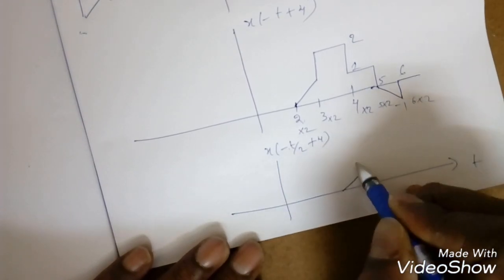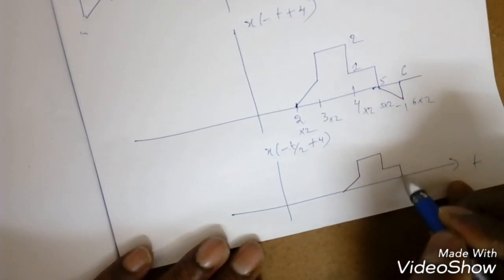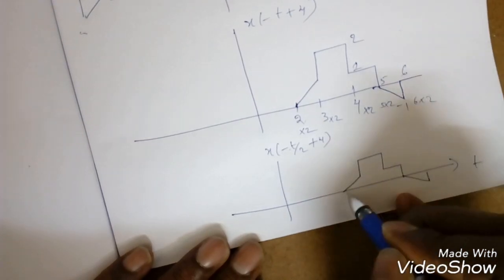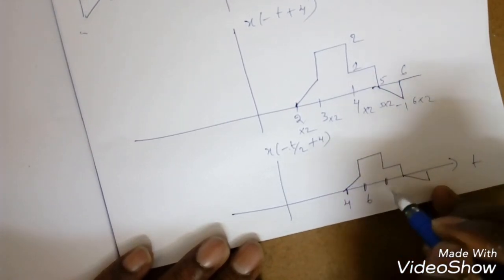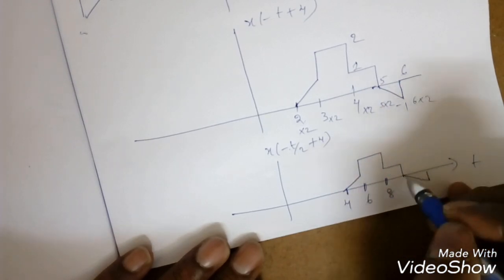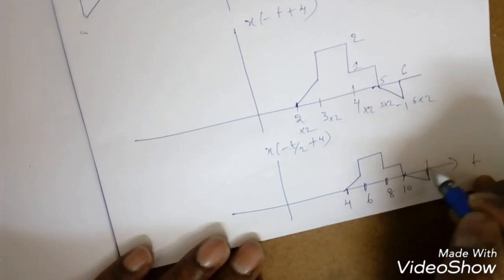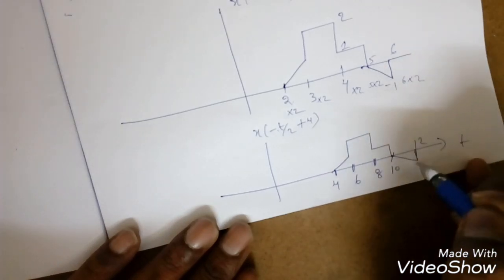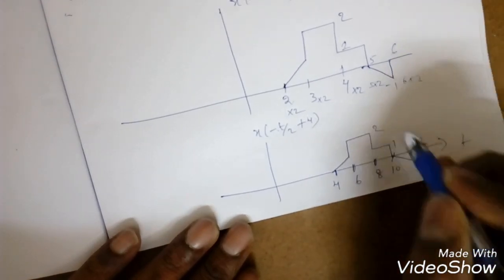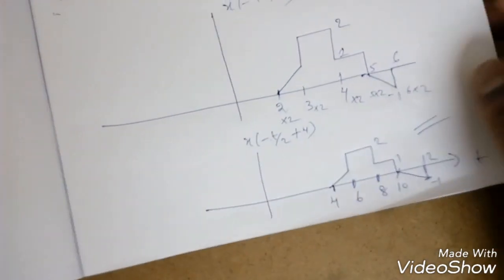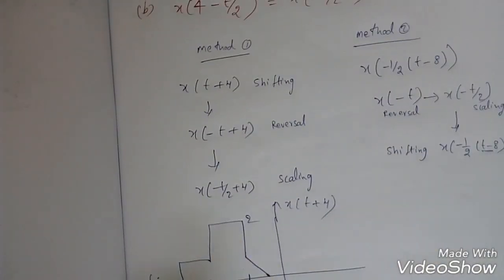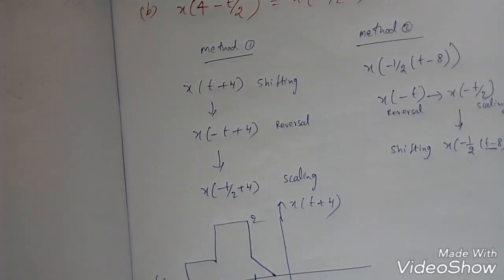So I will draw like this. The same will be shifted: 2 into 2 is 4, 3 is 6, then 4 twos are 8, then 10, then 12, and the amplitude never changes, -1, 1, 2. Now this is the final answer. If you follow the second procedure also, you should get the same thing, that you can verify, right?